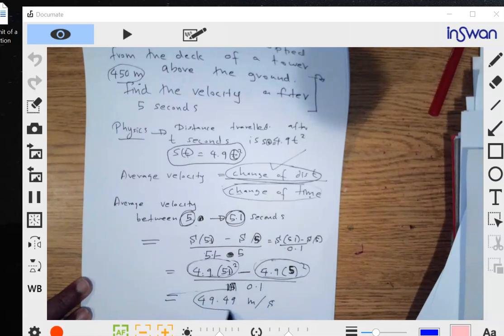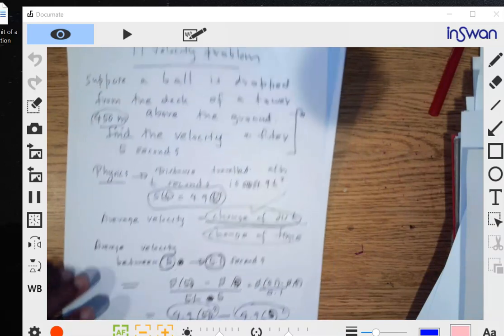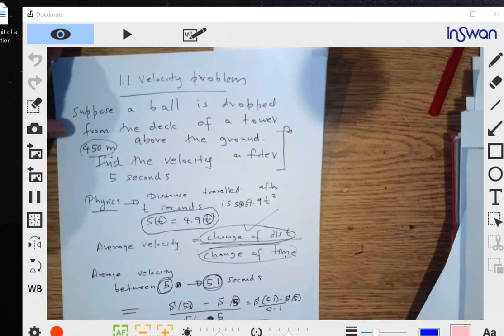And if you use your calculators and work this out, you will get 49.49 meters per second. Now, is that accurate? Well, you might say the distance between 5 and 5.1 is very small, so this may be accurate. But the reality is that a lot of things can happen in that 0.1 second. It may be 0.1 second for us, but lots of things can happen. All right, so let's see whether there is a way that we can improve this.